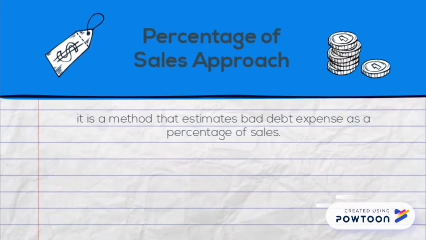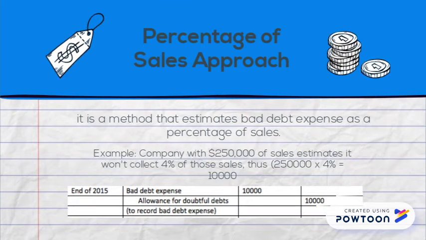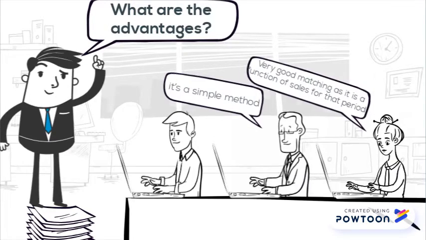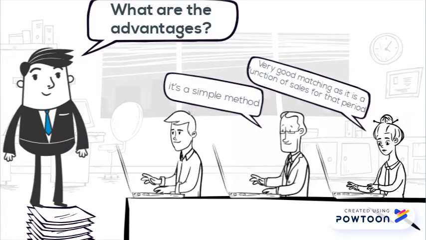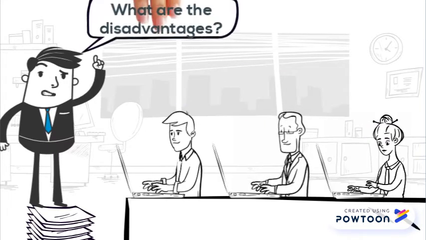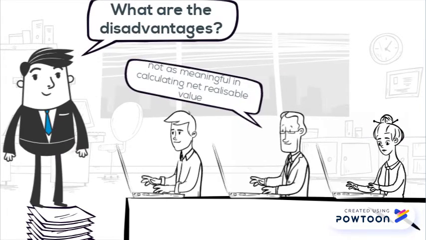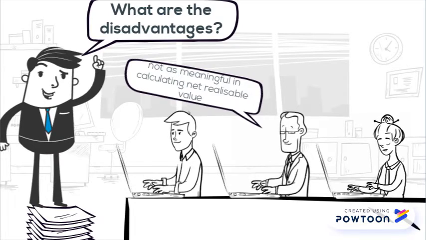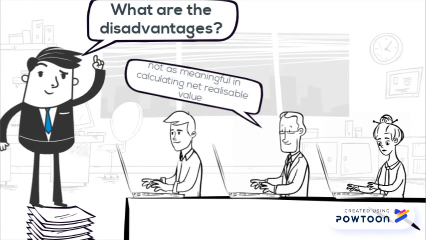The percentage of sales approach is a method that estimates bad debt expense as a percentage of sales. This approach is a simple method and has very good matching, as it is a function of sales for that period. The disadvantage is that the allowance account is used to calculate net realizable value. The percentage of sales approach results in a less meaningful net realizable value of receivables.